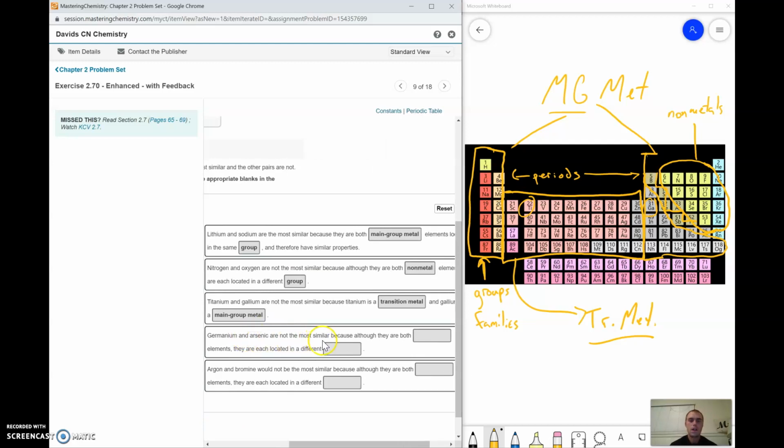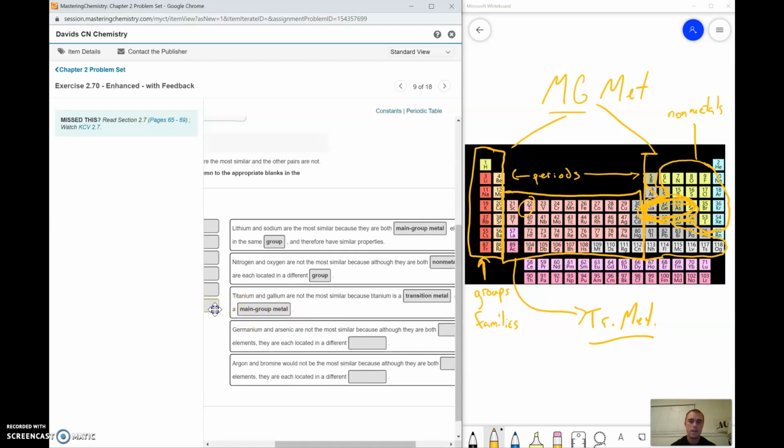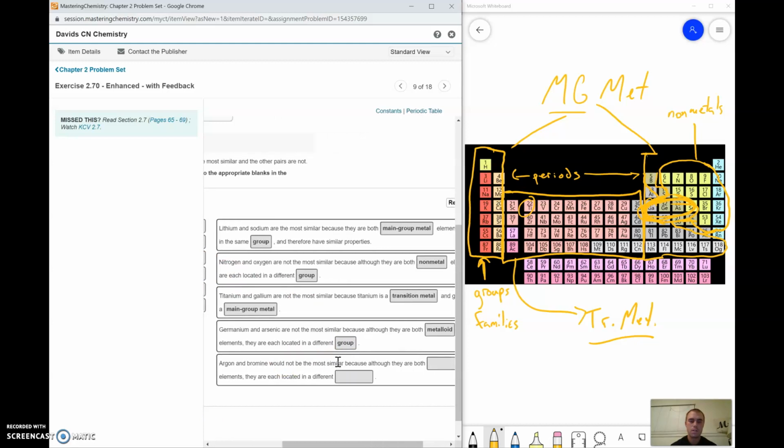Germanium and arsenic are not the most similar because although they are both blank elements, they are each located in a different blank. So we're talking germanium and arsenic right here. Let me erase this so that we can see this. Germanium and arsenic are both not transition metals. They are metalloids. They're both metalloids. But they are each located in a different group, again, because they are side by side and not top to bottom.